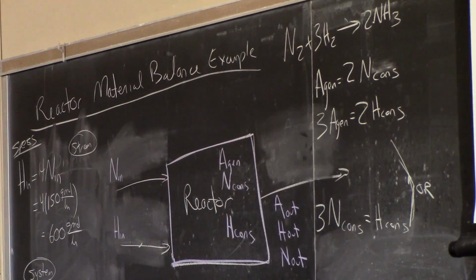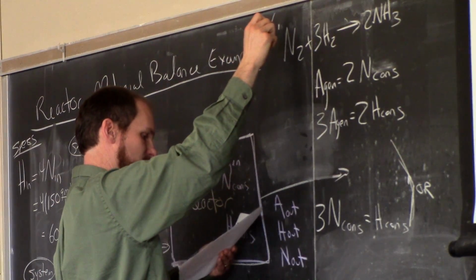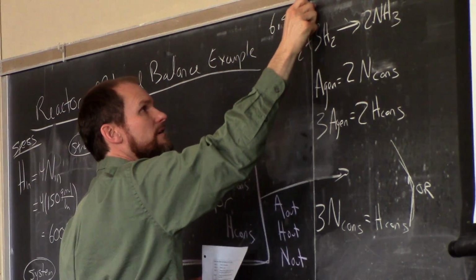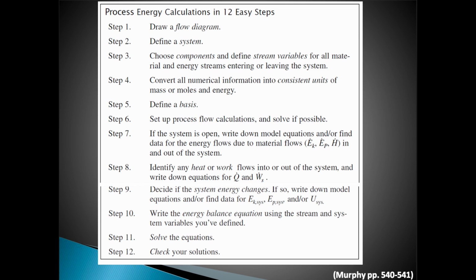So this is all under step 6, under system variables. All right, so you go through all these steps. You're going to have a bunch of equations written down on the paper in different places. The basis step, material balances, we got those. System specs, we got HN. So what I would do is fill out your diagram as you go.